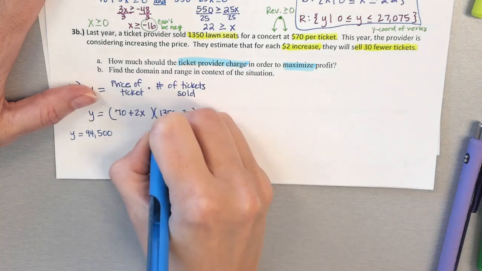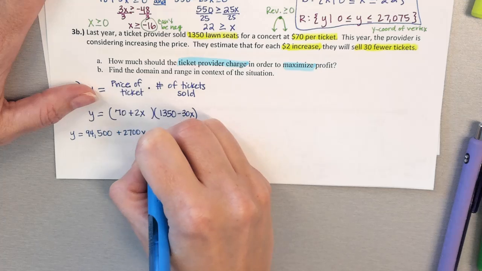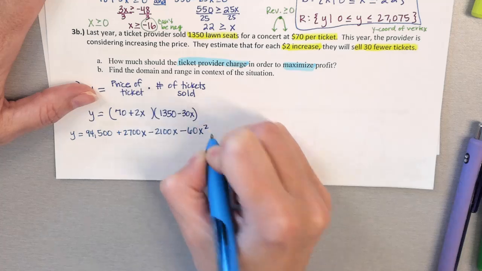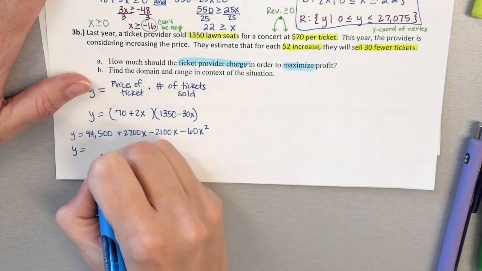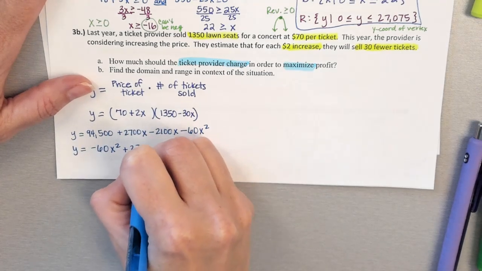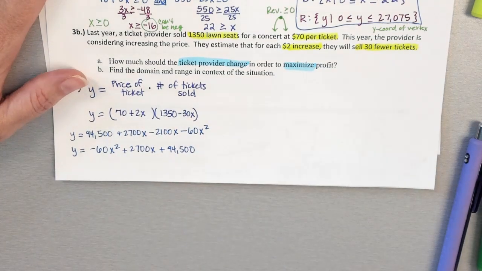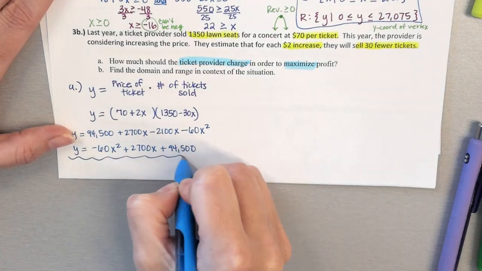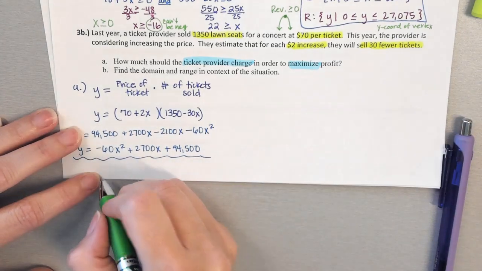94,500. I like to do the inside first, so I got 2700x minus 2100x minus 60x squared. Okay, then we're just going to organize this so it's in standard form. So I have negative 60x squared plus 2700x, okay, plus 94,500. So this is our quadratic equation. Now we're ready to find the x coordinate of the vertex.